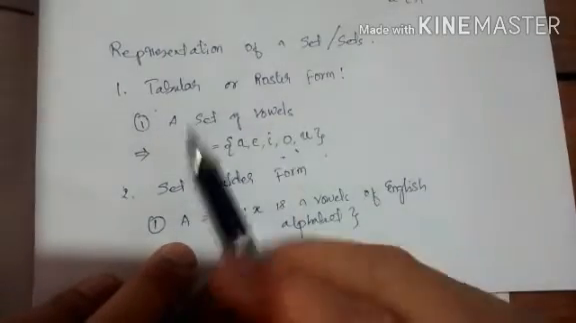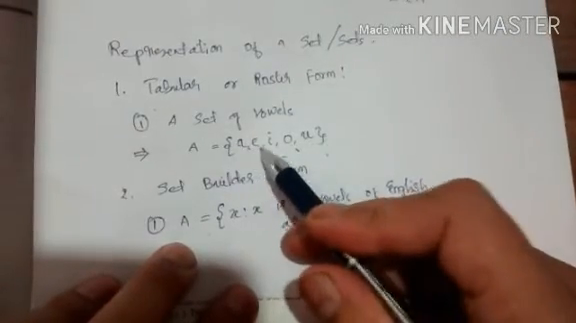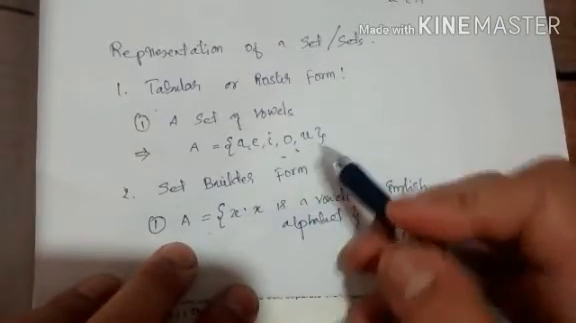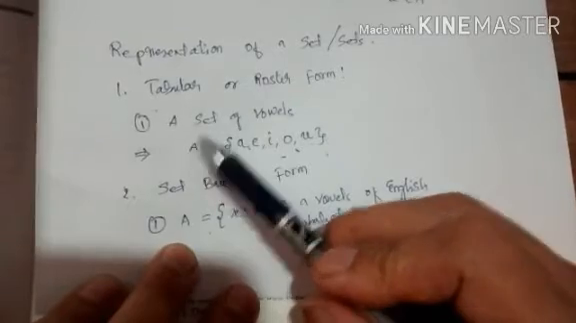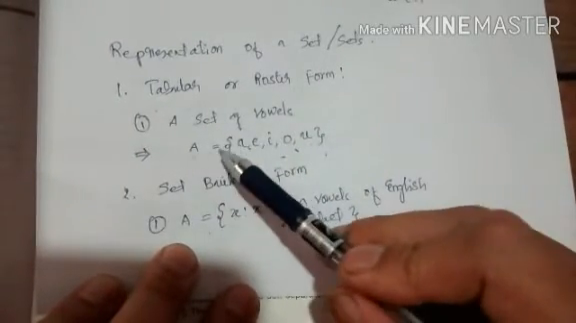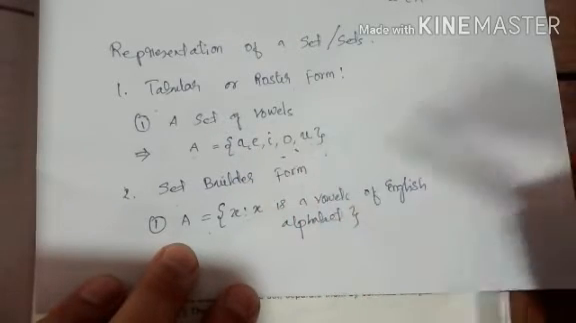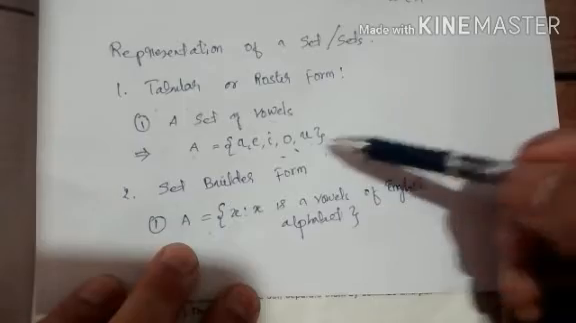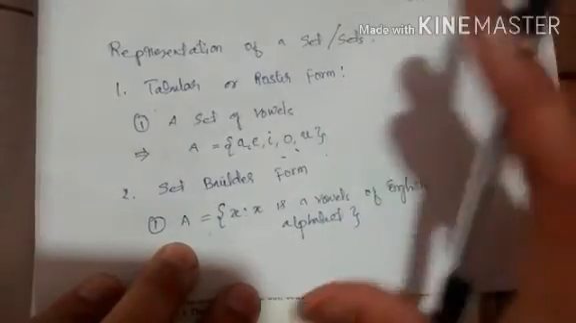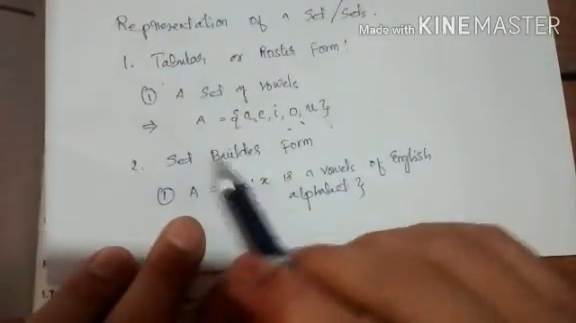In the tabular method, we just write the elements down by separating all the elements by commas. So if A is a set of vowels in the English alphabet, then we will write A is equal to, open a curly bracket, A, E, I, O, U. So this is how we write it in tabular form. You just have to list the elements down separated by commas. That's it. Now the second is the set builder method.